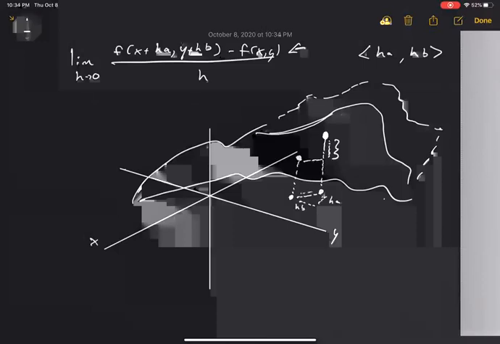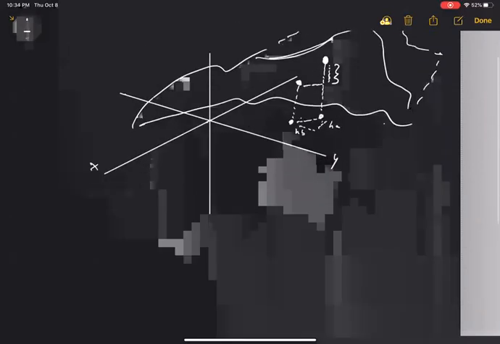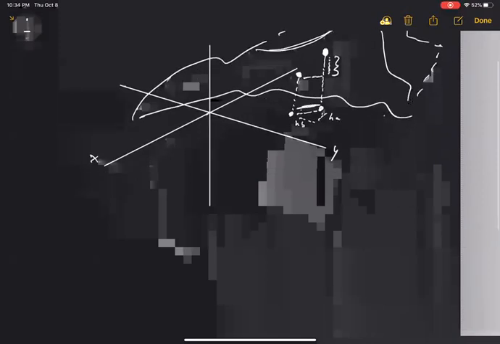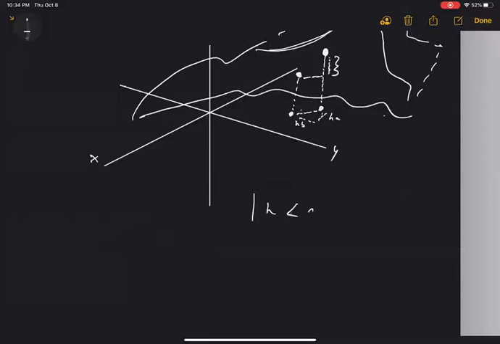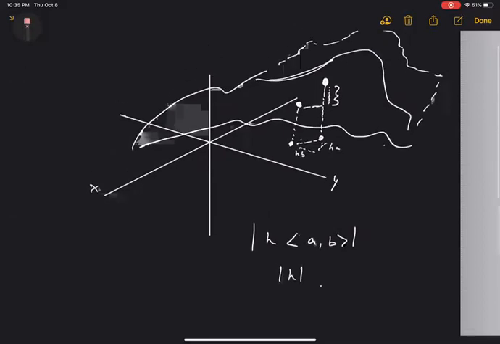And then what is the length of this side? We could use the Pythagorean theorem, but forget that for a second. It would be h times the vector (a, b). Remember, our vector u is a unit vector, it has length 1. By the properties of vectors, this length is the absolute value of h times the magnitude of (a, b), which is 1. So the length of that side is just h.